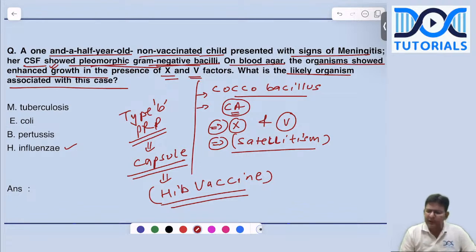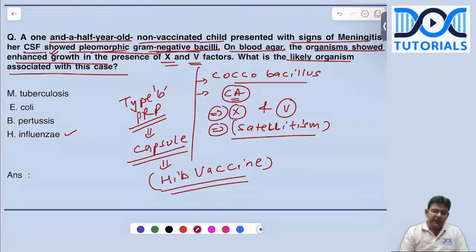Okay, so you can use any cephalosporin here, not exactly cefotaxime and all. Cefotaxime works well, but others also do well in this. So not exactly cefotaxime is the treatment. You can't say it like this. Okay, so this particular one is a non-vaccinated child. First of all, you should know about the vaccine. The Hib vaccine is a very good vaccine, mostly prepared from this type b PRP.